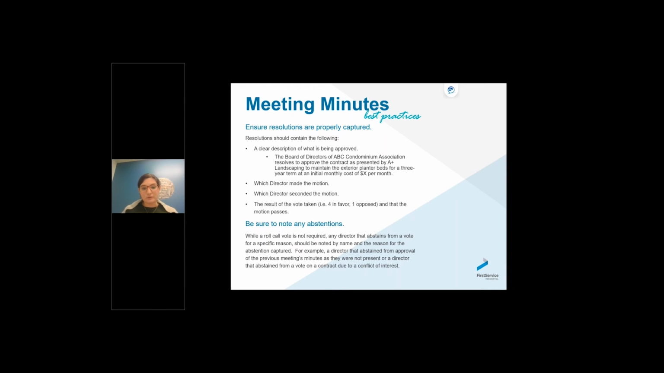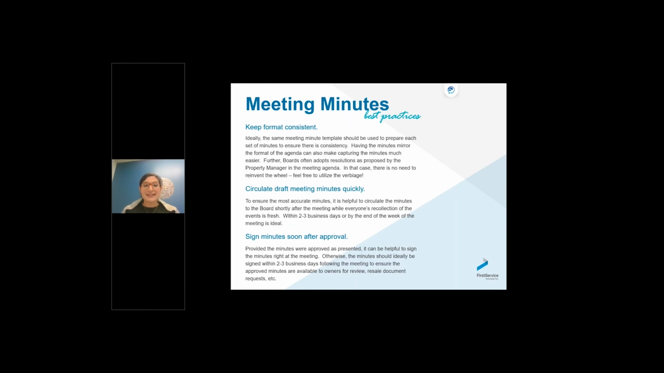So it's important to indicate that that director did not participate in that vote and abstained. Another common reason would be a potential conflict of interest. It is important to note that the director abstained and to document the reason why, just so that there's clarity and transparency moving forward.